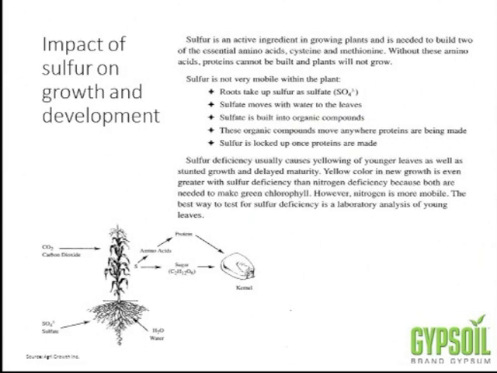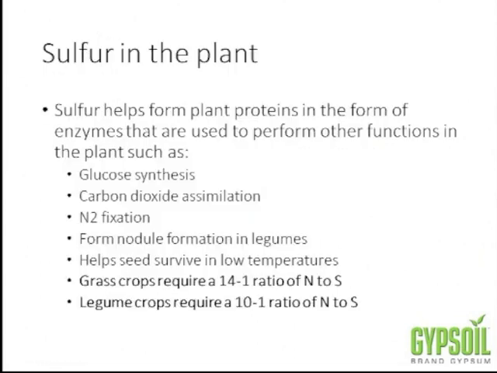Sulfur deficiency, and I'll show a picture over here in a little bit, is yellowing on the upper leaves, not on the lower leaves. Because it's not mobile, your new growth, as it's growing, needs that sulfur up above, so it can't pull it from elsewhere. And so a lot of times you'll see yellowing in the upper leaves when you see sulfur deficiency. In the plant, sulfur helps form proteins in the form of enzymes that are used to perform other functions: glucose synthesis, carbon dioxide assimilation, nitrogen fixation, nodule formation in our legumes, and helping seed survive in low temperatures.